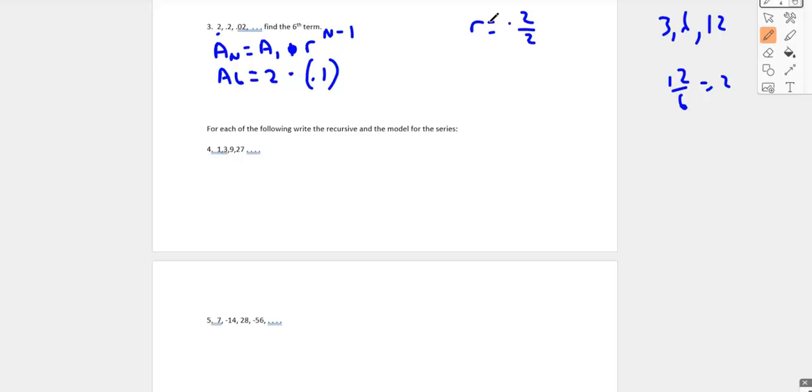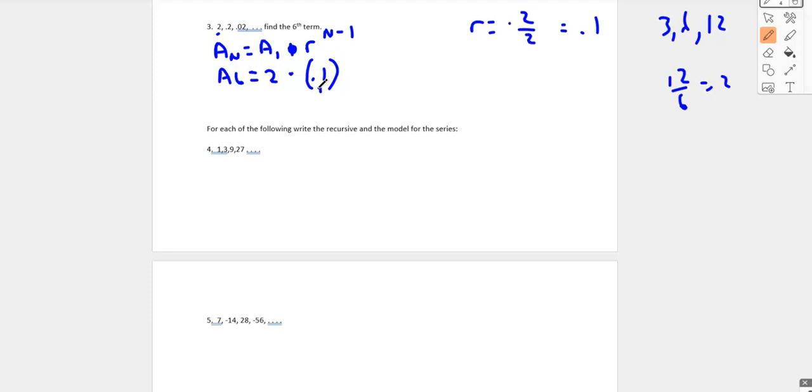0.2 divided by 2. What do you get? I got 0.1. So this is 0.1, yeah? So that's how you get the common ratio if you don't know. You just take one of the terms divided by the previous one. That'll give it to you. Is that okay?